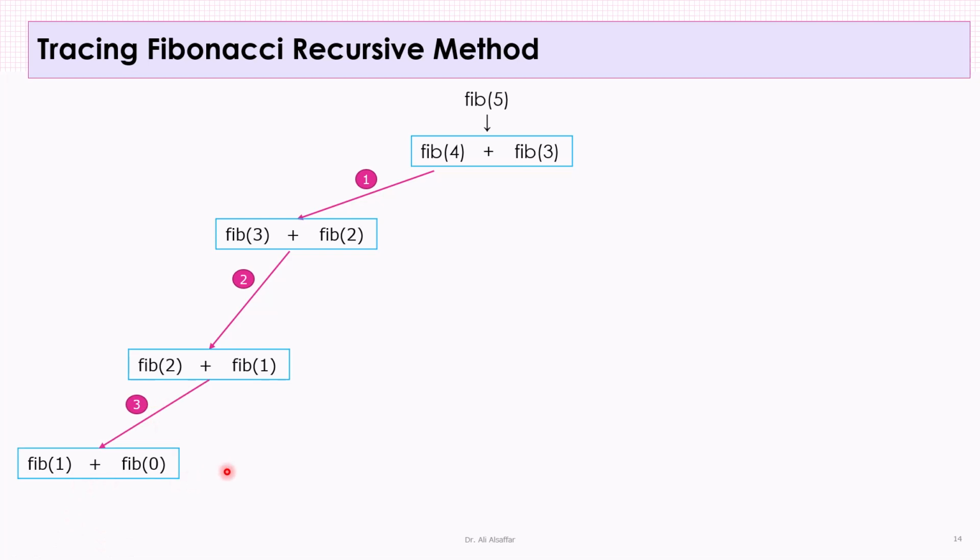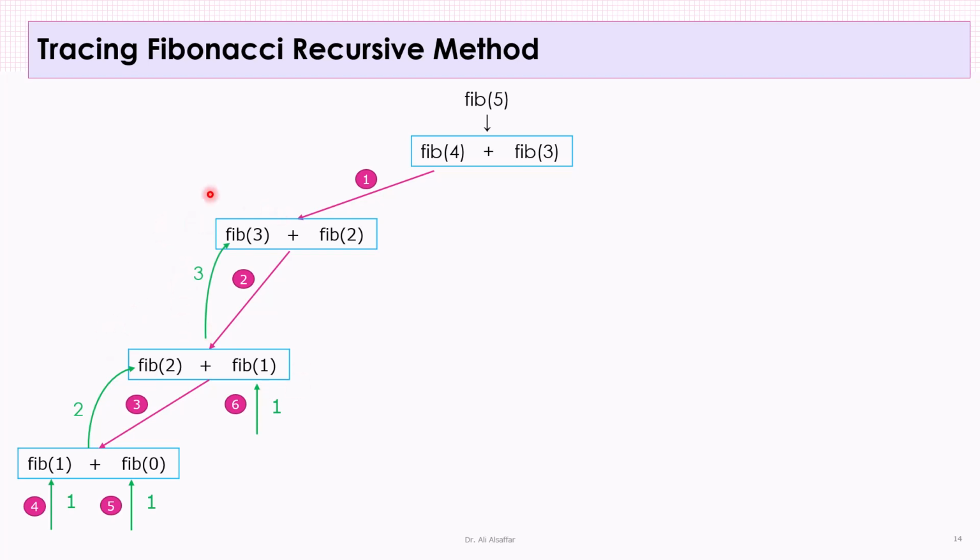Now these 1 and 0 form the stopping condition, or the base case. So we return 1 for both of these calls. So 1 plus 1 is equal to 2. The return value from these two calls is equal to 2. Now at this level, we have called the method with input 2. Now it's time to call the method again with input 1. When we call the method with input 1, this is the stopping condition and the base case, so 1 is returned. So 1 plus 2 is equal to 3, and the return value from this call is equal to 3.